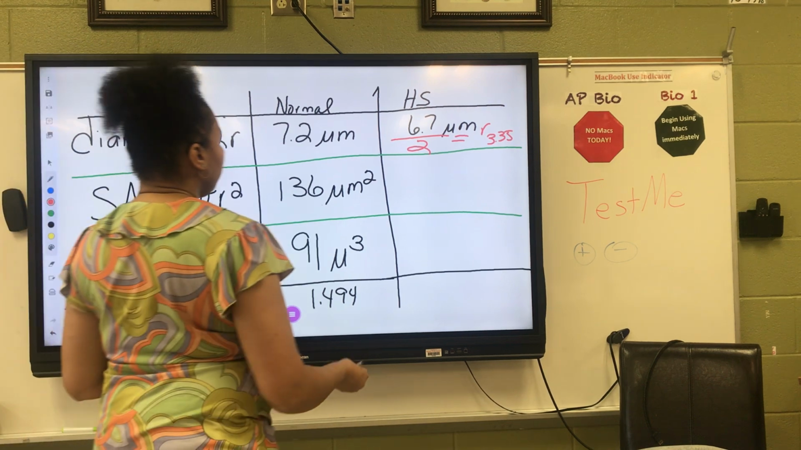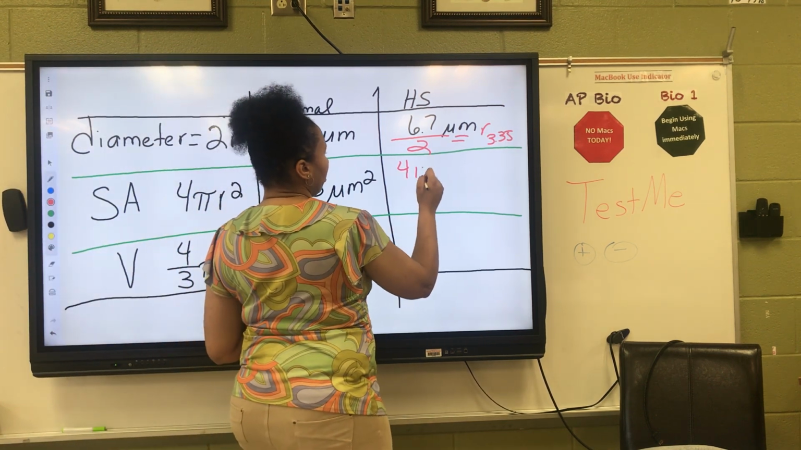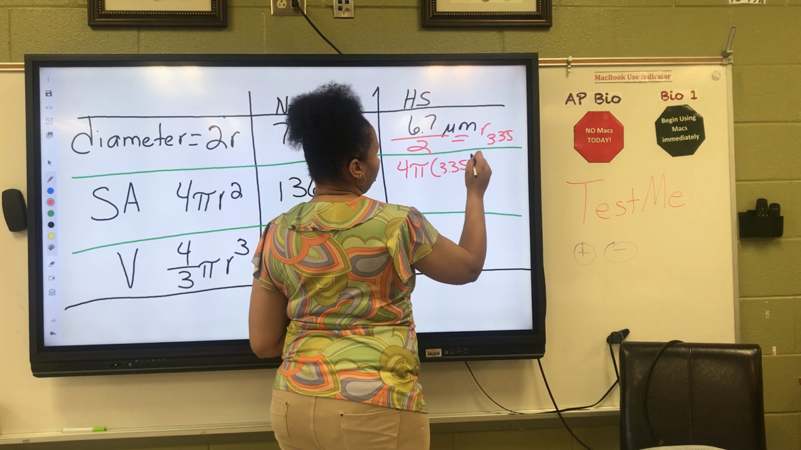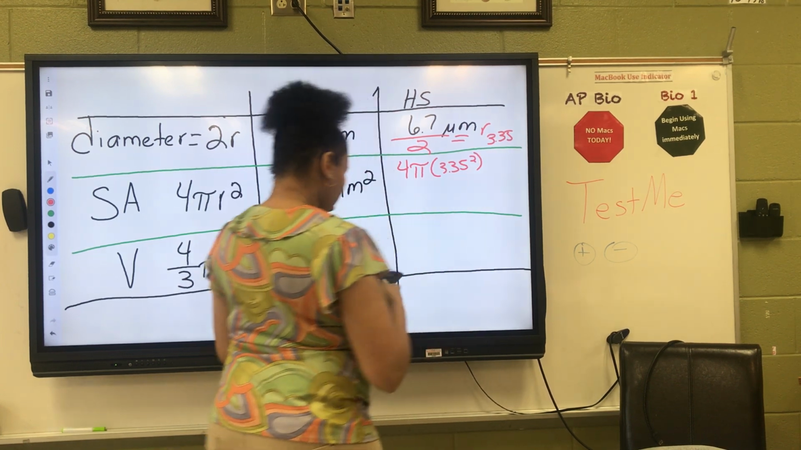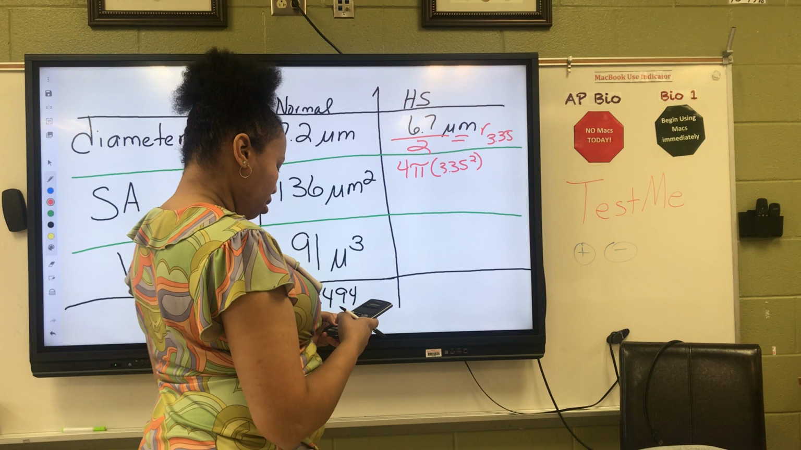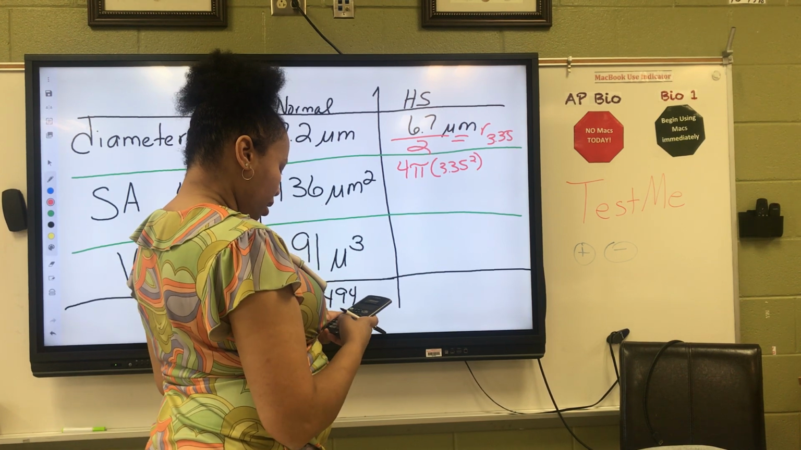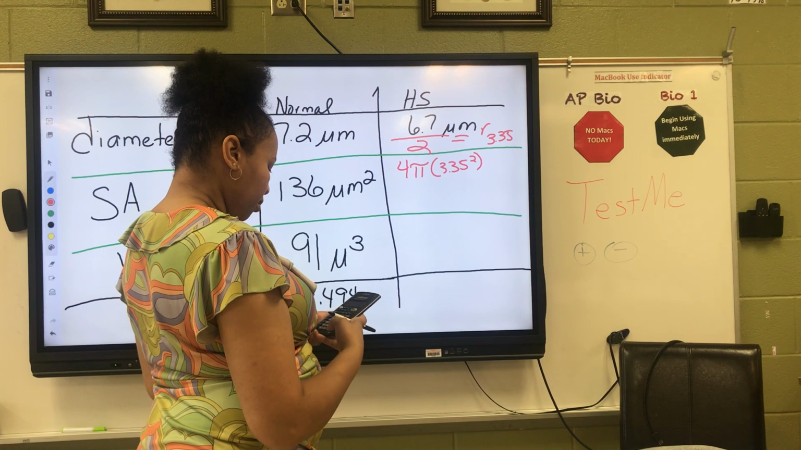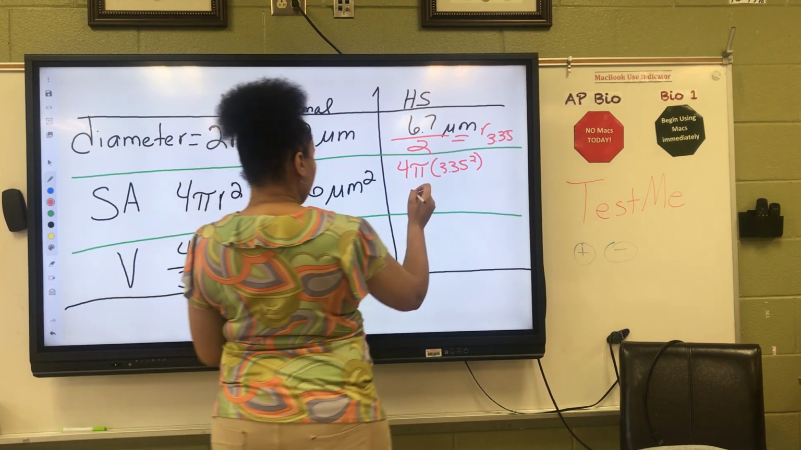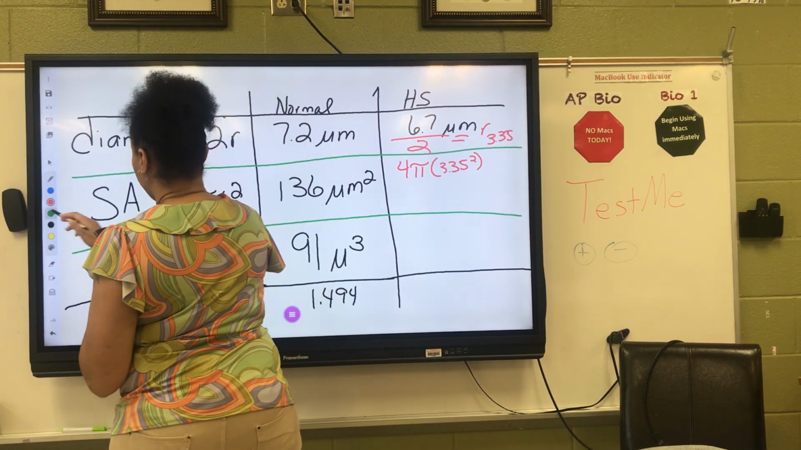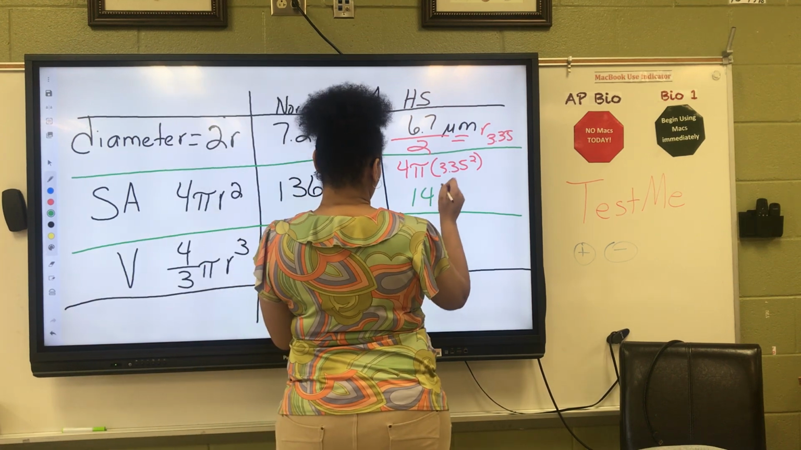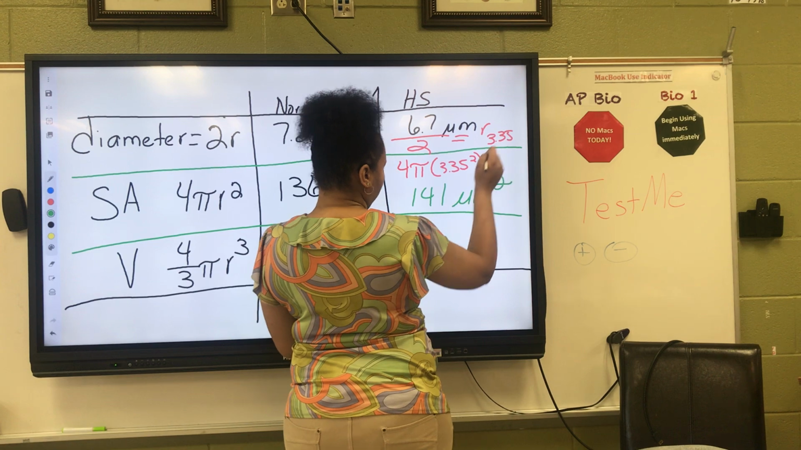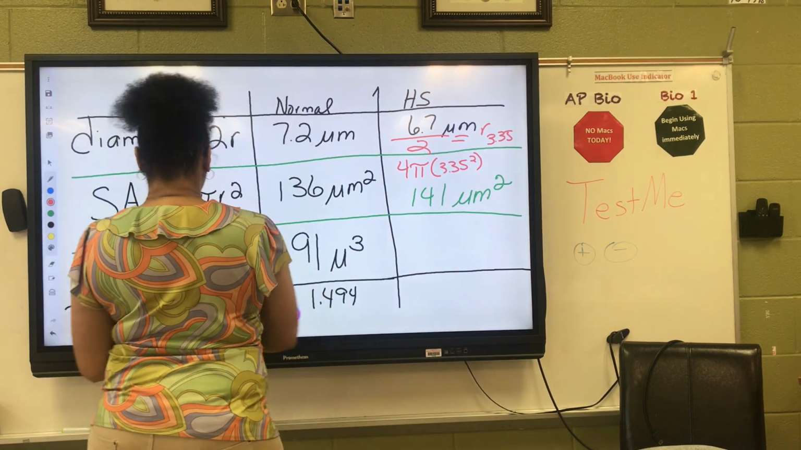So when we do 4 pi 3.35 squared, I'm going to put that in a calculator. 4 pi 3.35 squared. That's going to give me 141 micrometers squared.